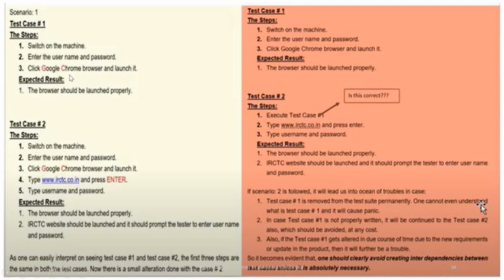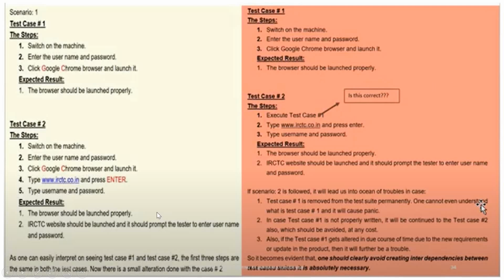Switch on the machine, switch on the machine. Enter the username and password, enter the username and password. Click Google Chrome browser and launch it. Now you cannot literally say that I will execute this test case first and then I will come to this. So you need to write all these 3 steps even here, though it is a repetition. You should not say that execute test case 1. Please understand, execute test case 1 is not permitted.